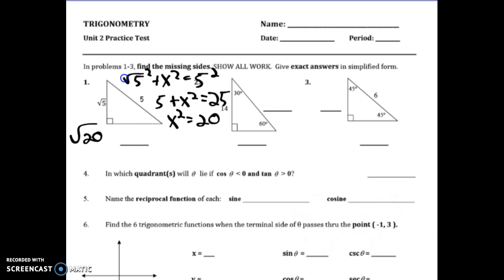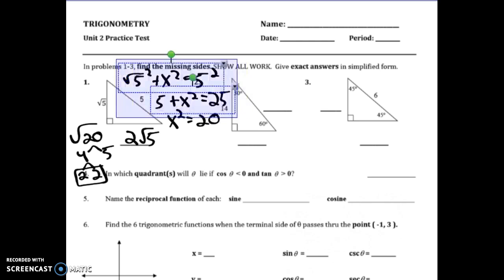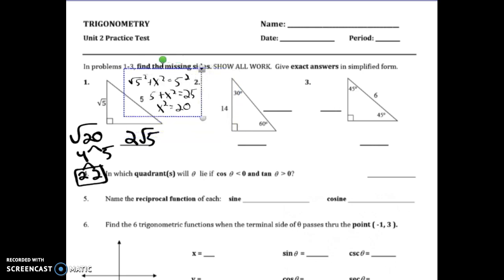However, I don't like leaving it as a radical, unless I can simplify it. So if I break this down, we have 4 and 5, 2 and 2. Oh, I see a pair of numbers. So this turns into 2 rad 5. Next one, let me go ahead and group some of this up, get it out of the way.